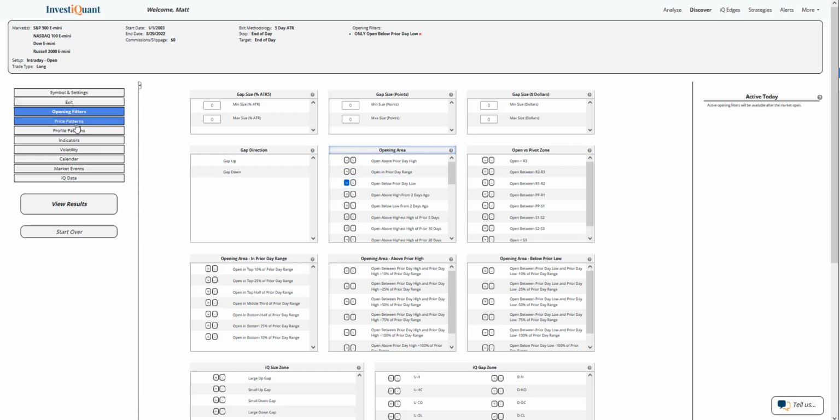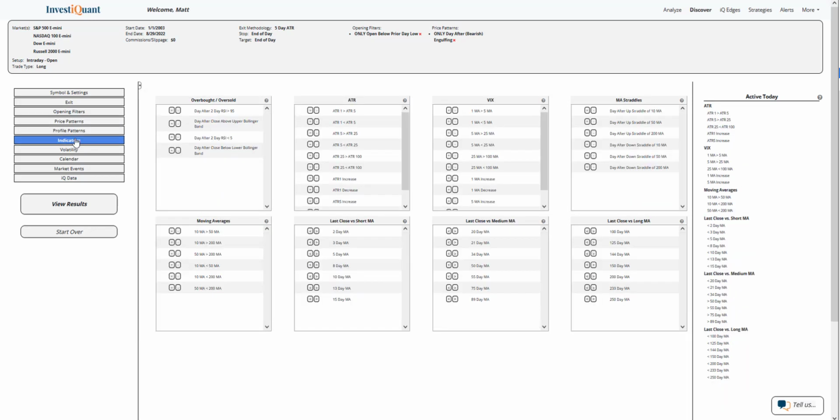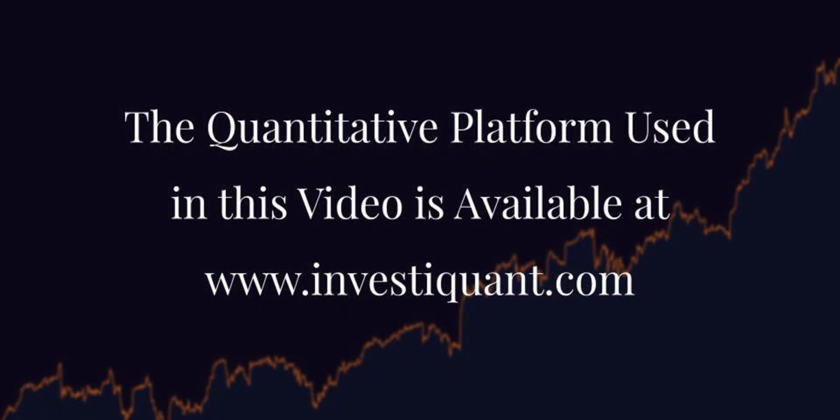Next thing I'm going to do is go to the price patterns library, and we're going to grab a candlestick pattern that is right there, the third option down. It's also available in the active today section as well. You could grab it from there, but I've put that on there. The next thing I want to do is go to the indicators library, and I'm going to add an indicator, and that is going to be below a 200-day simple moving average. That is right here. You can see the below sign has been selected, and now I'm going to click view results.